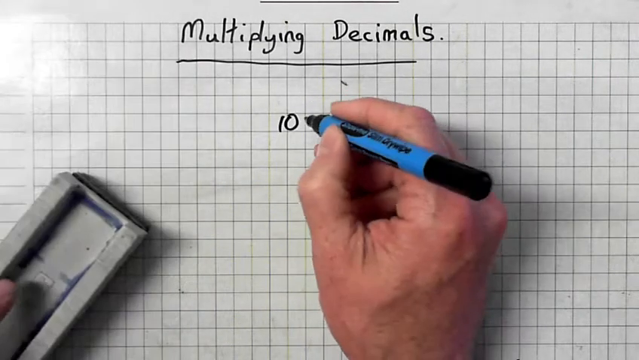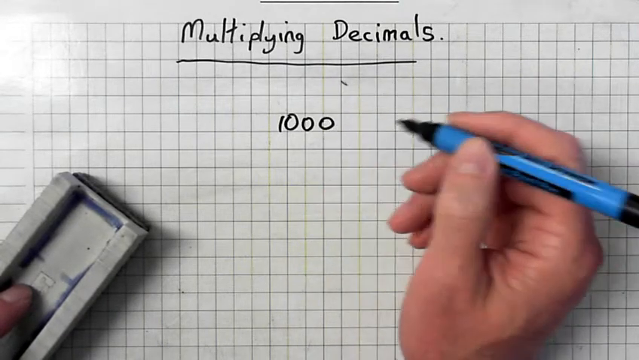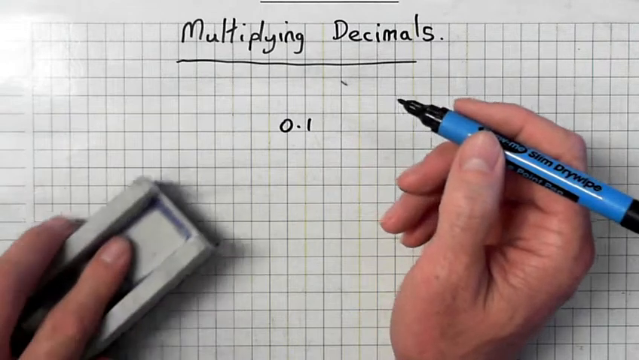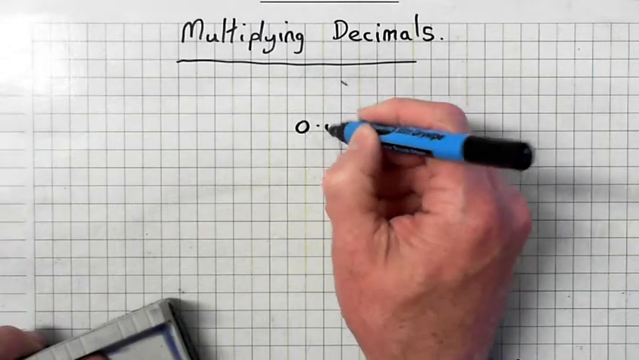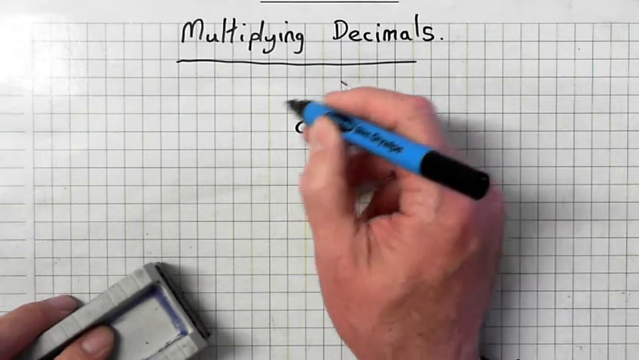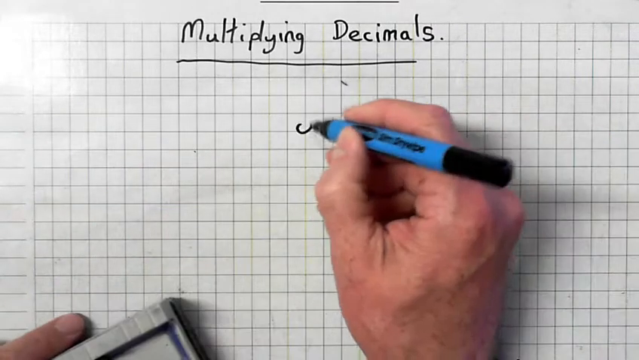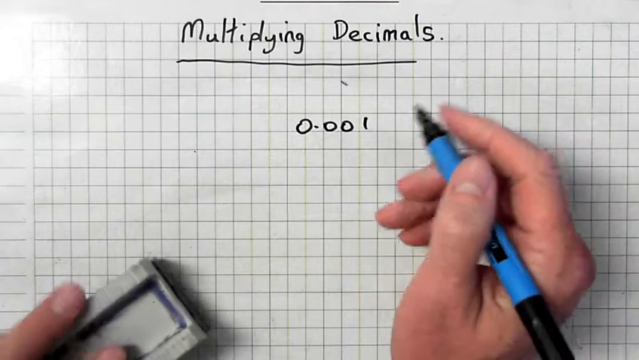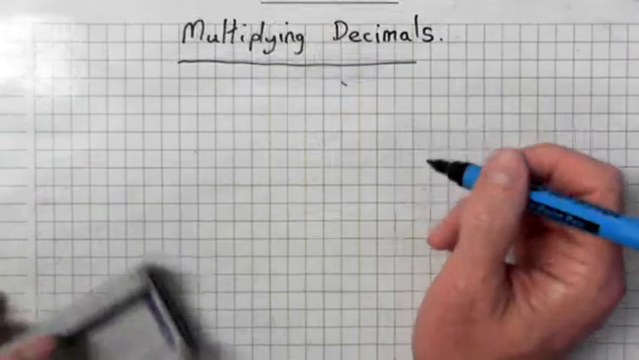Okay, that's great if you're multiplying by 10, by 100, or by 1,000. If you're multiplying by 0.1, it makes it easy. Move the decimal point. If you're multiplying by 0.01, move the decimal point 2 places to the left. And if you multiply it by 0.001, move the decimal point 3 places to the left.